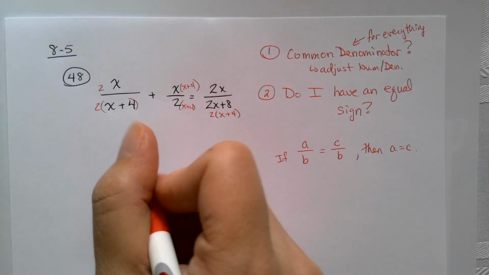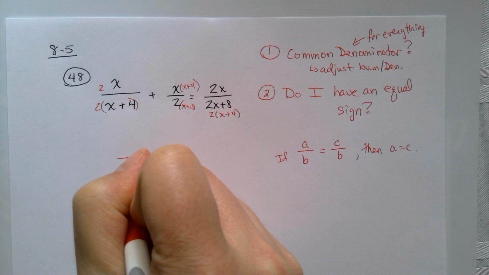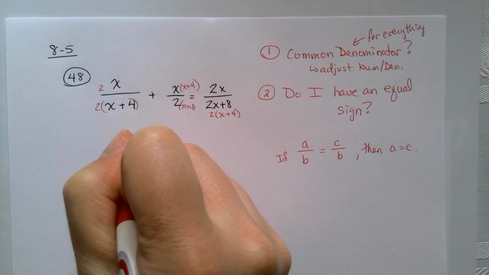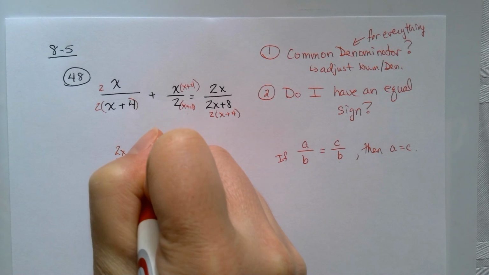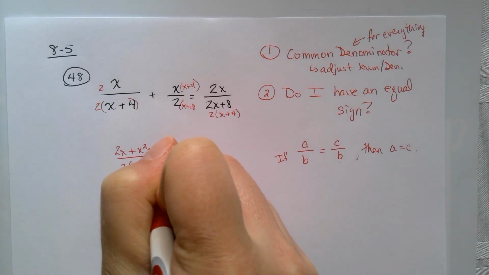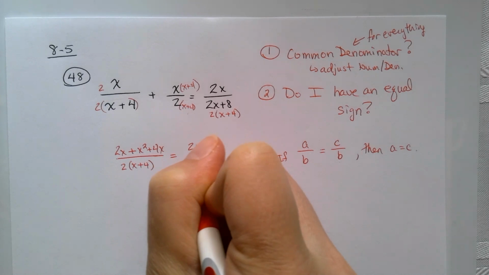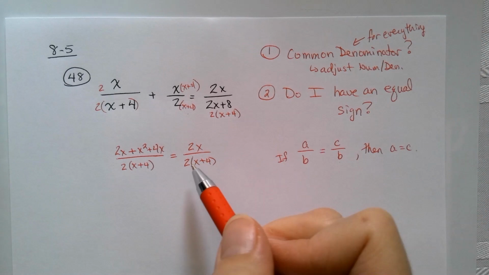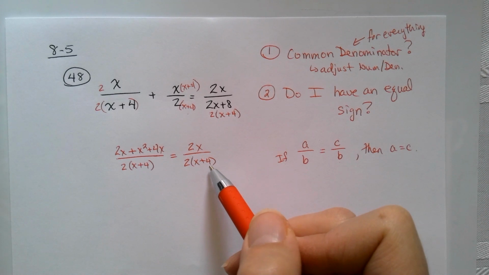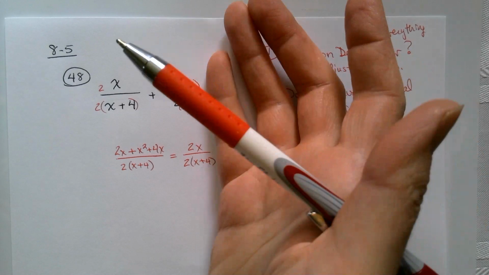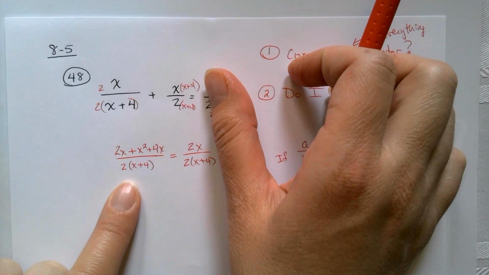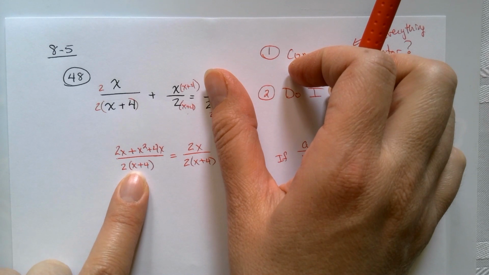Now, again, I would be skipping this step, but if you wanted to see it, what I really have here is 2x plus x squared plus 4x is equal to 2x over 2 times x plus 4. So again, this is a step I would completely skip, but I just wanted to show you as a quick reminder. If I was just doing this, I would add these two and I would get to here, I would clean it up, factor, and cancel.